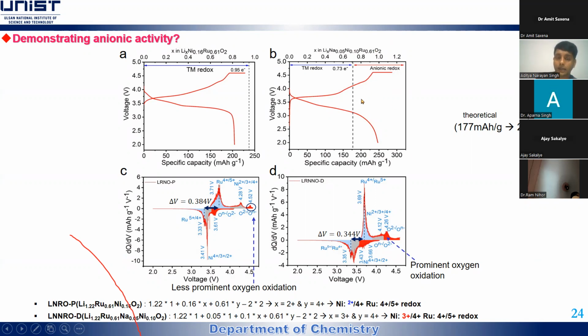But the major problem with anionic redox material is they do not sustain for a long time. One could see that they are much higher than the theoretical capacity. Theoretically, this material was supposed to give 177, but now the experimental capacity is around 280. So how to figure it out and how to characterize whether your material has anionic redox?